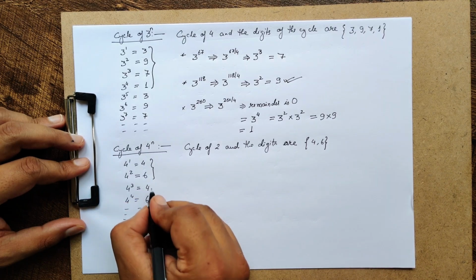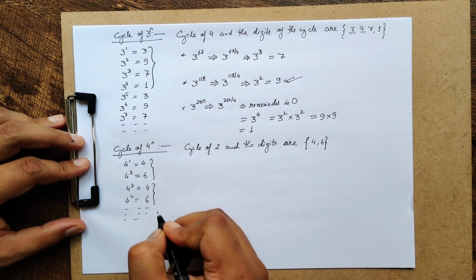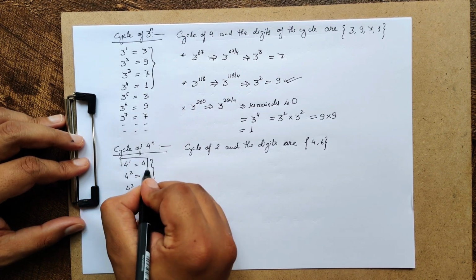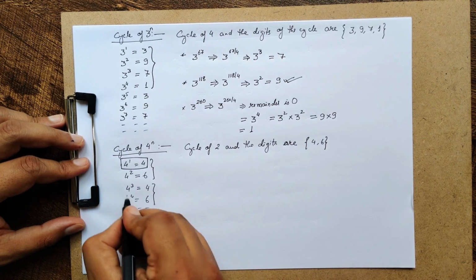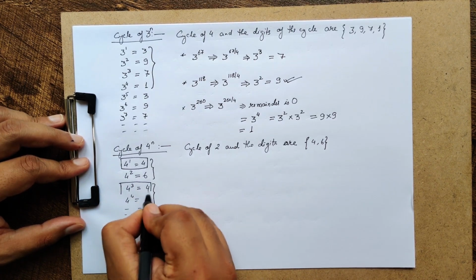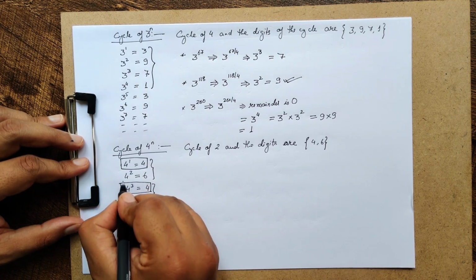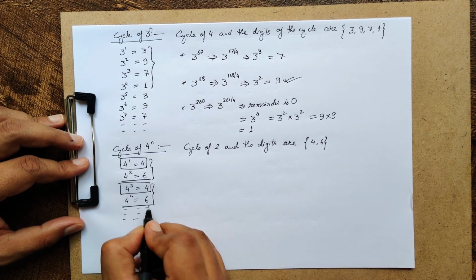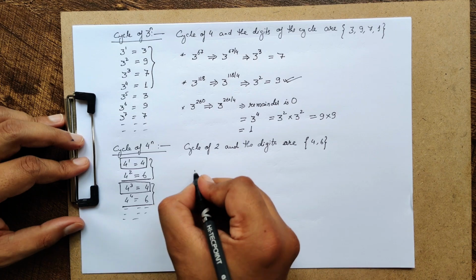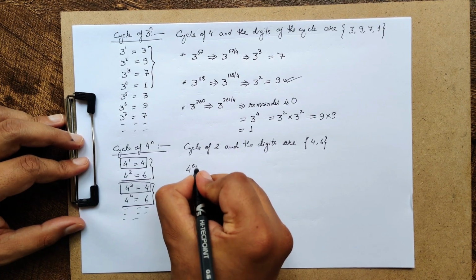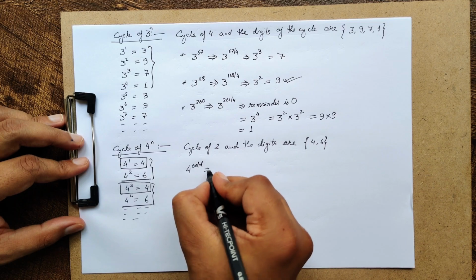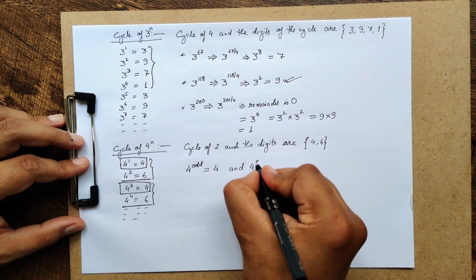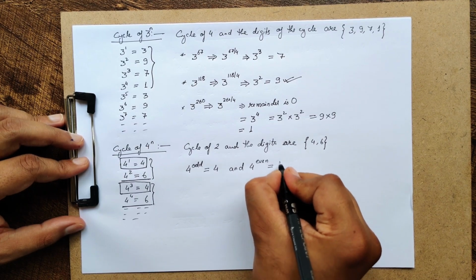If you see here, we see another pattern, okay? That 4 to the power odd is always 4, and 4 to the power even is always 6. So we can also say that 4 to the power odd will always be 4, and 4 to the power even will always be 6.